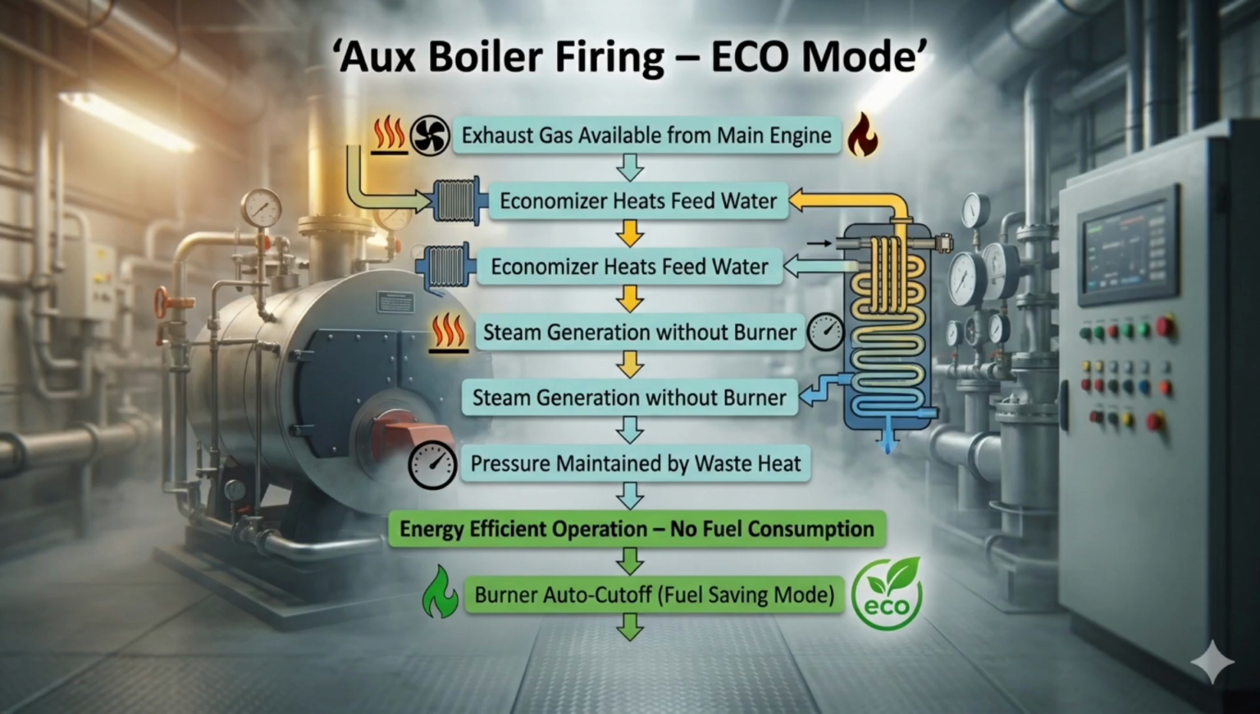Now, looking at the sequence, when the main engine is running, hot exhaust gases pass through the economizer. These gases transfer heat to the feed water, gradually converting it into steam. As long as the exhaust gas temperature and steam demand are sufficient, the boiler burner remains cut off, and steam is generated purely from recovered heat.